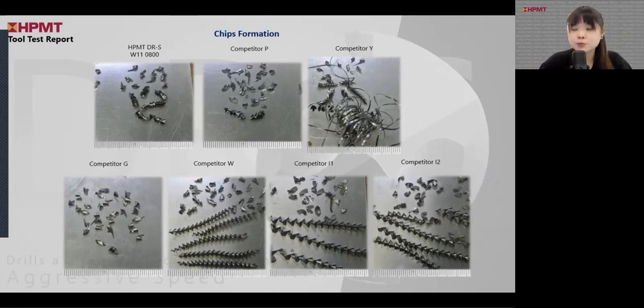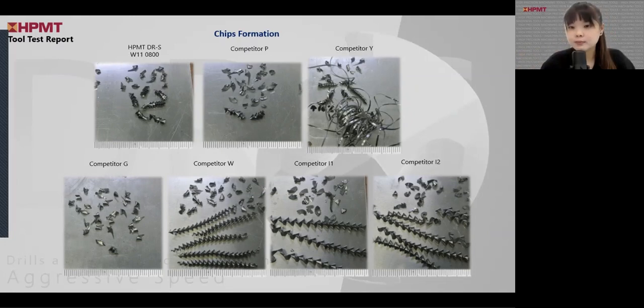Here are the chips formations for each cutting tool. As you saw just now, competitors Y and I1 actually broke halfway. We can see that this is maybe because their tools started to chip and wear in the middle. Because of that, the chips formed by them are tangled, inconsistent, and long. While for the other cutting tools, yes.